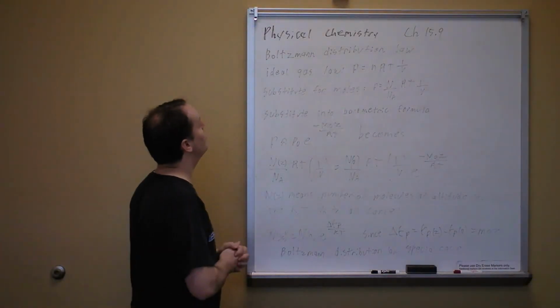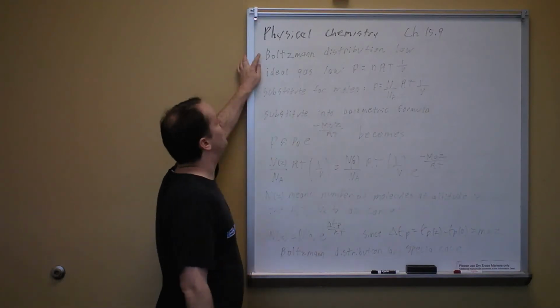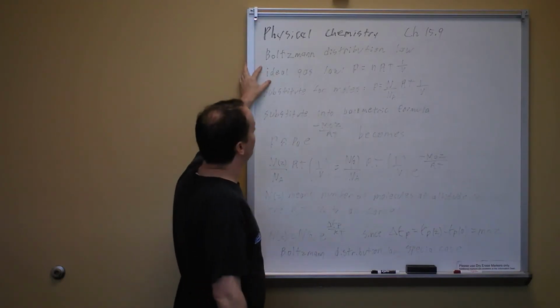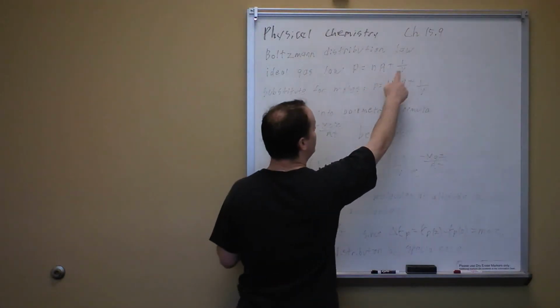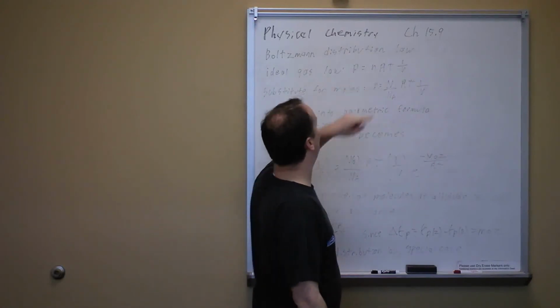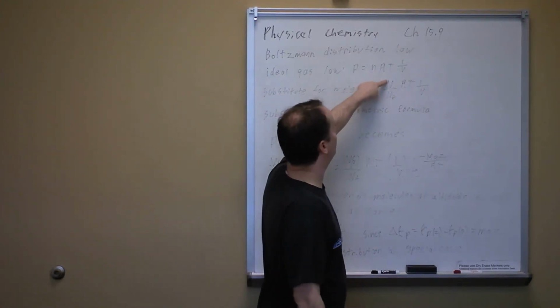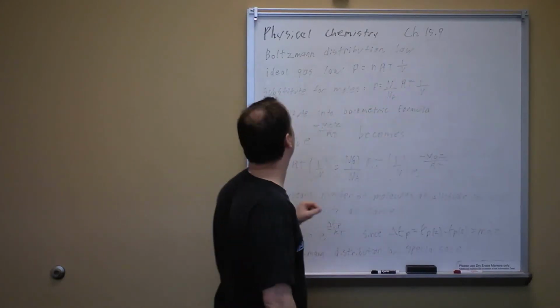Continuing on in physical chemistry, we're in section 9 now. We're going to talk about the Boltzmann Distribution Law. Now first, let's start with an ideal gas. We know PV equals nRT, so solving for P, we get nRT times 1 over V. Now we want to get rid of this number of moles, so we're going to say P is equal to the number of molecules divided by Avogadro's number times RT times 1 over volume.